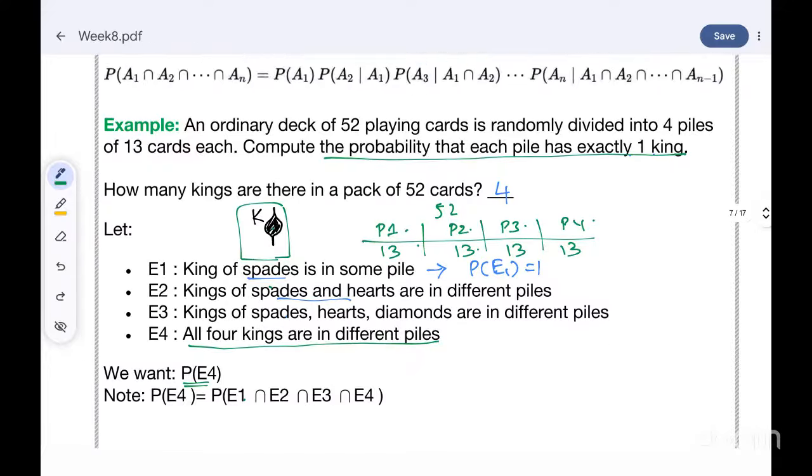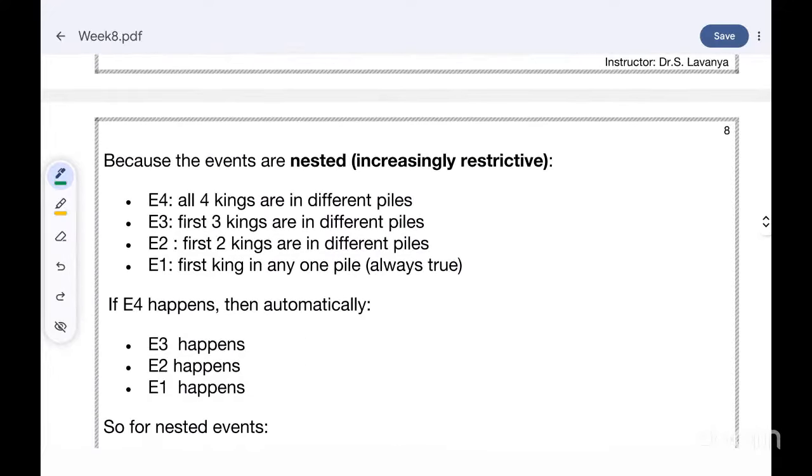Okay, so let's try to understand that. If all 4 kings are in different piles, does it guarantee that the first 3 kings are in different piles? They can be in one pile also. No. The thing is that all 4 kings are in different piles. This is given. If this is given, then you know that the first 3 kings are in different piles, right? You already know all of them are in different piles. Then E4 implies E3.